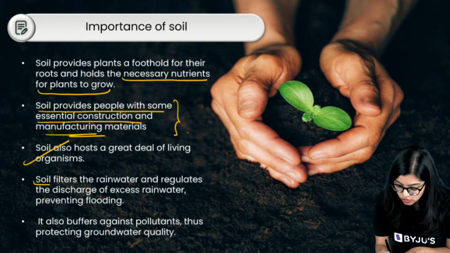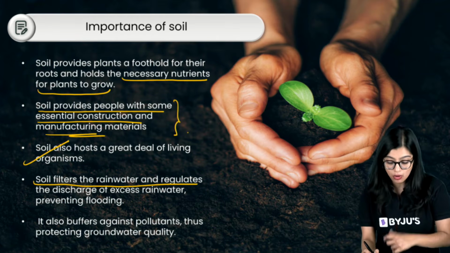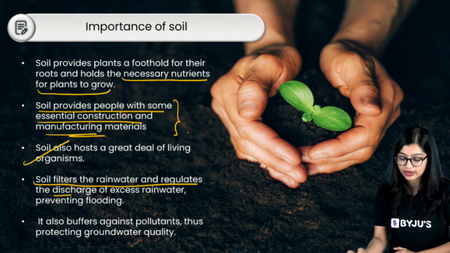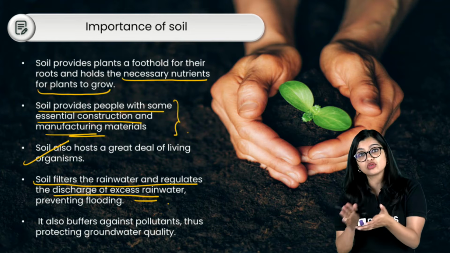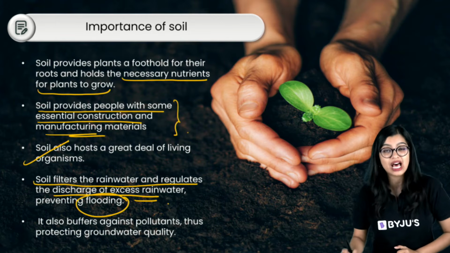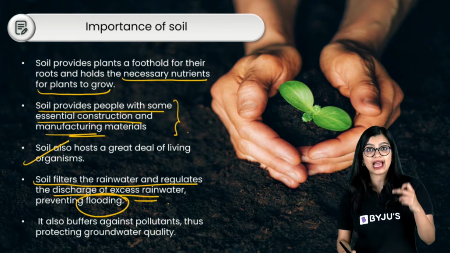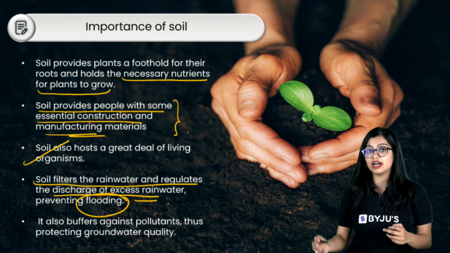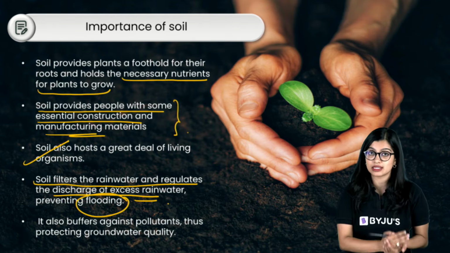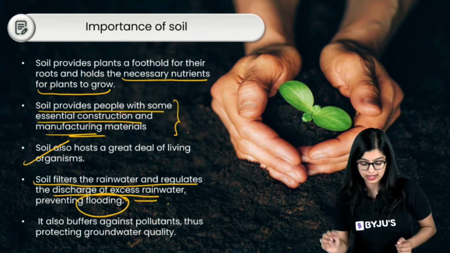Then, of course, we know soil filters out excess rainwater and regulates the discharge of rainwater. So, soil also keeps a control on flooding as well. Because we know that as a consequence, which we will learn, if soil is not conserved properly, flooding could be a consequence.